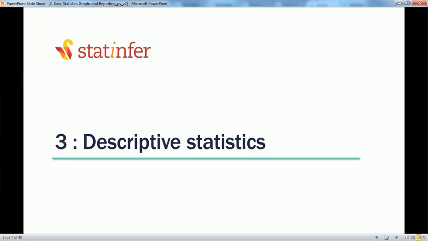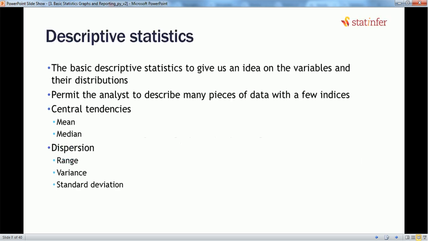Descriptive statistics allow us to understand the quantitative summary of any variable in our data. Based on the observations that we have, we can try to understand what kind of variable it is, and we can understand the underlying characteristics of that variable. It permits us to analyze or describe many pieces of data with just a few indices.